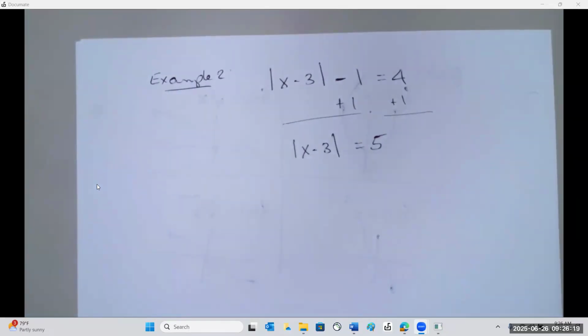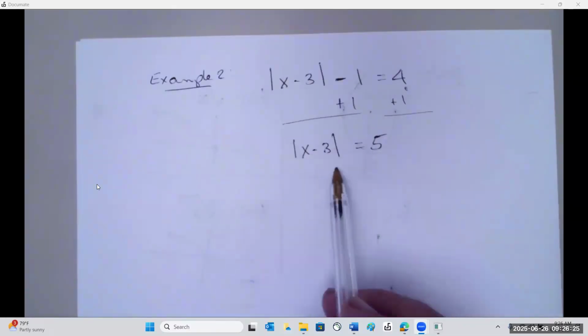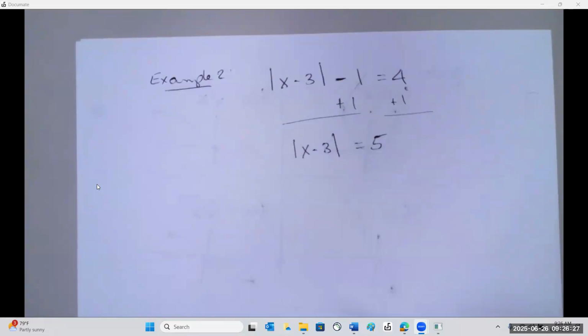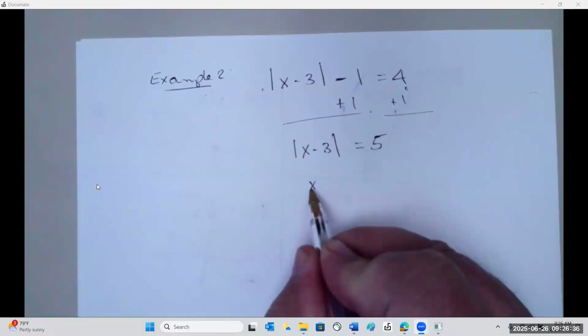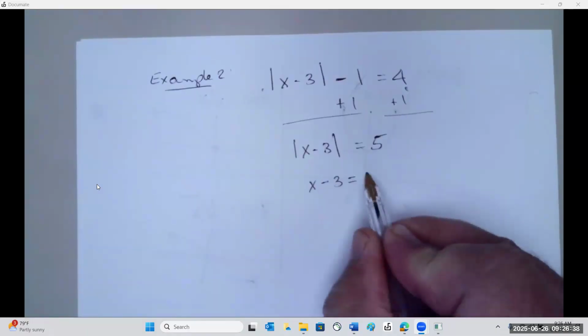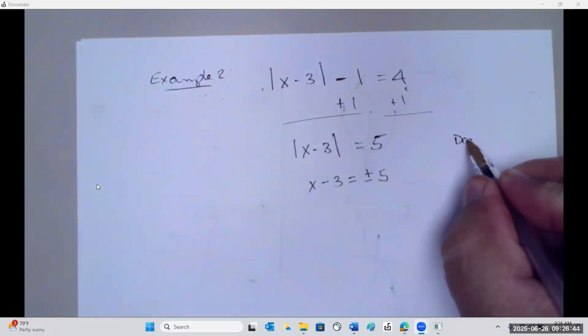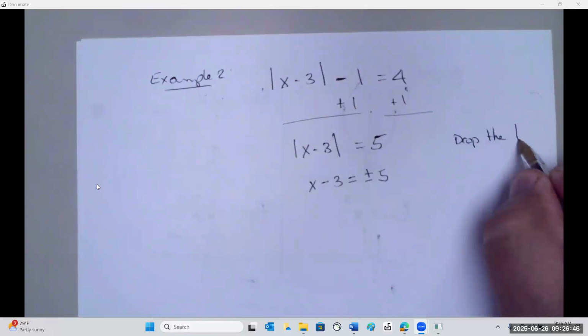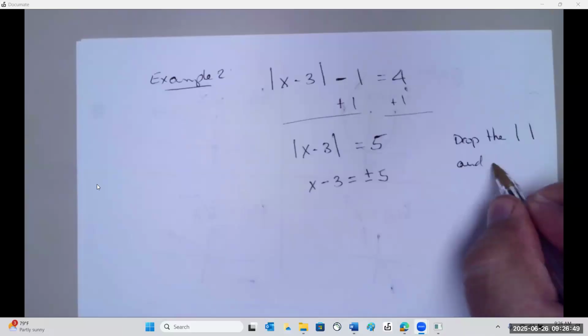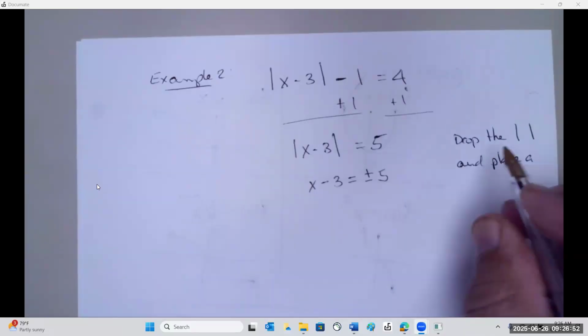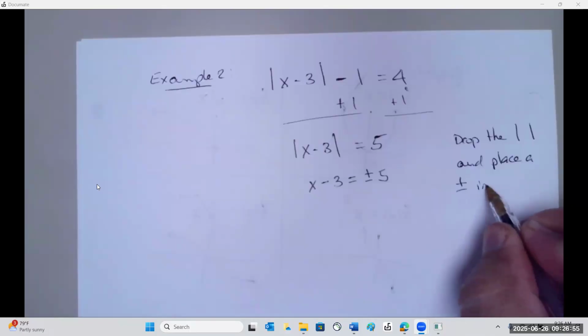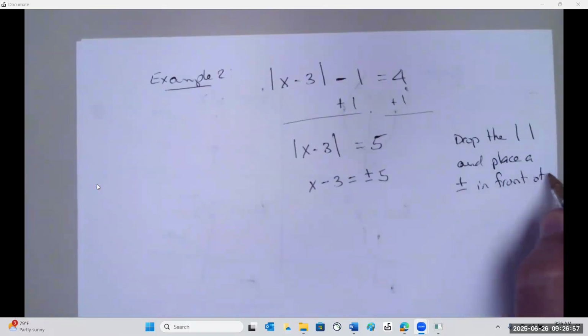Is the absolute value isolated? Well, yeah, there's nothing in front of it, behind it, above it, or below it. So it's isolated. It's all by itself on the left. So to get rid of the absolute value, what do we do? I drop it and I put plus or minus in front of the 5. Drop the absolute value symbols and place a plus or minus in front of the answer.